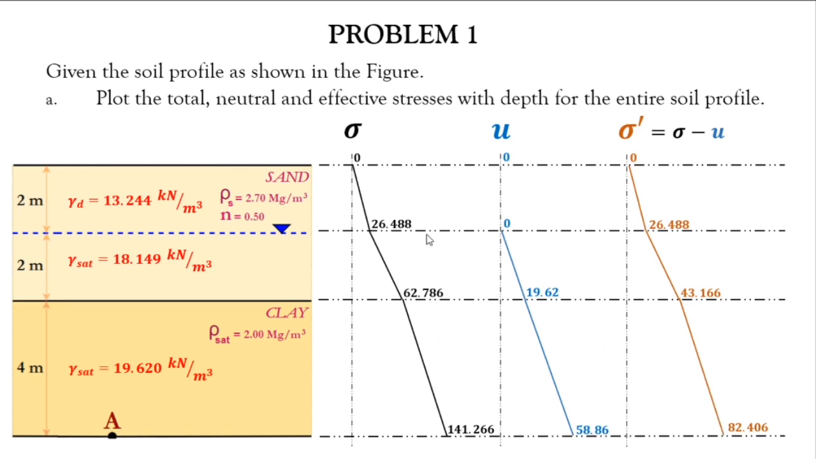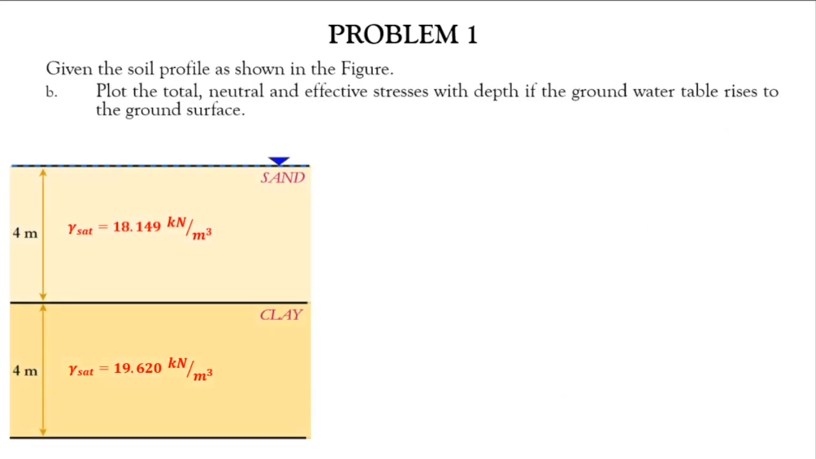And this is the pressure diagram when the groundwater table is located 2 meters below the ground surface. Dahil sa part B, ang gagawin natin, yung groundwater table ay aangat at magko-coincide doon sa ground surface. Ano kayang mangyayari? Ano kayang effect nito sa ating effective stress? So, let's proceed to problem number 1, part B.